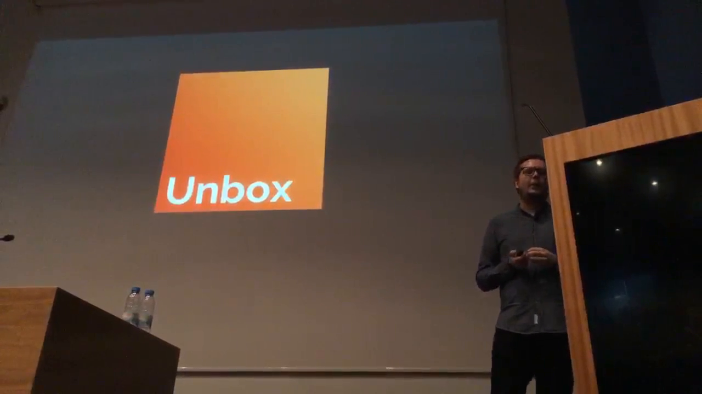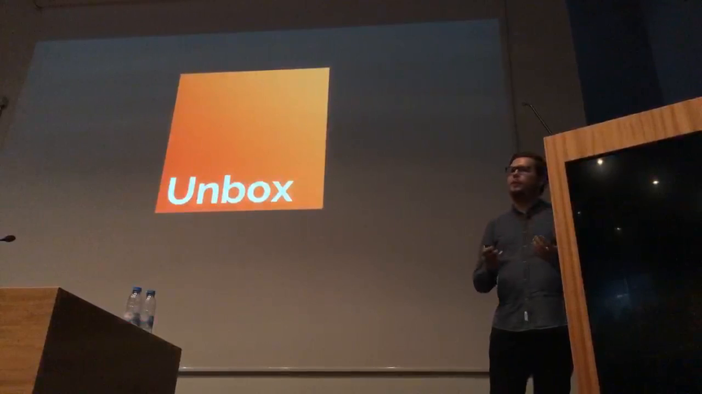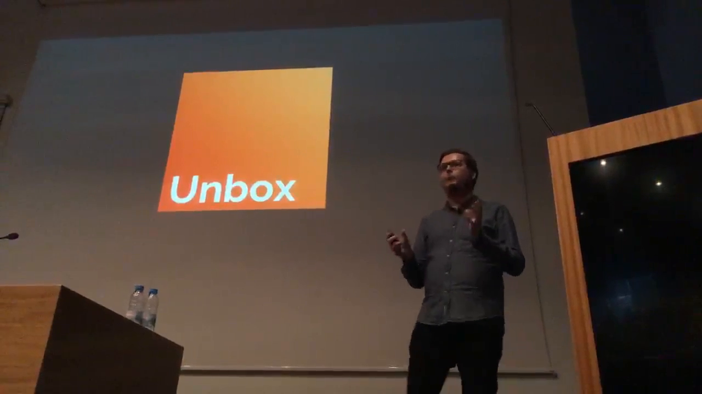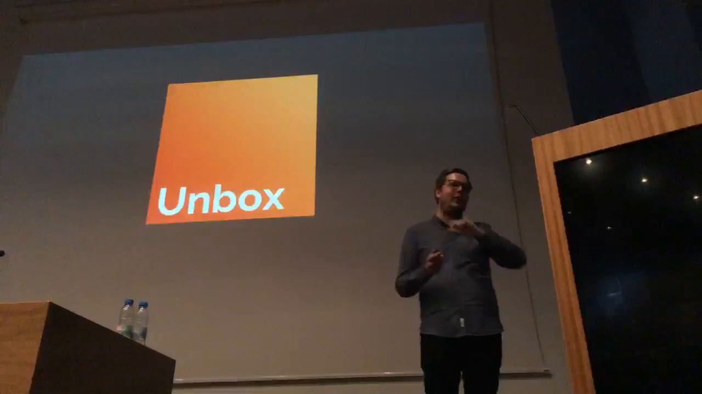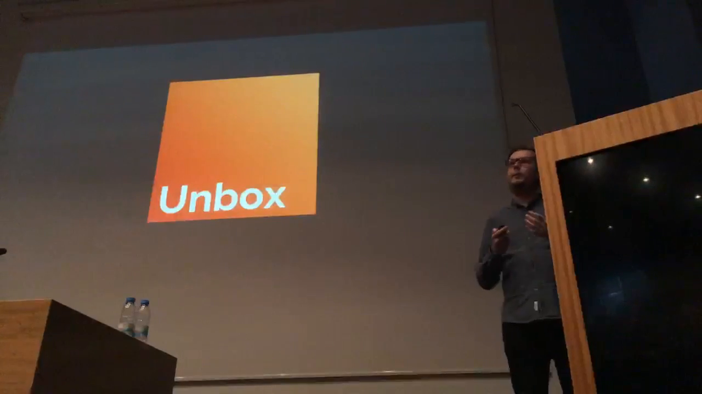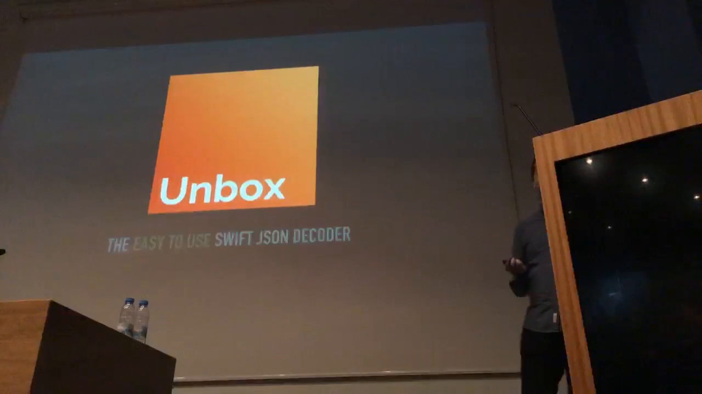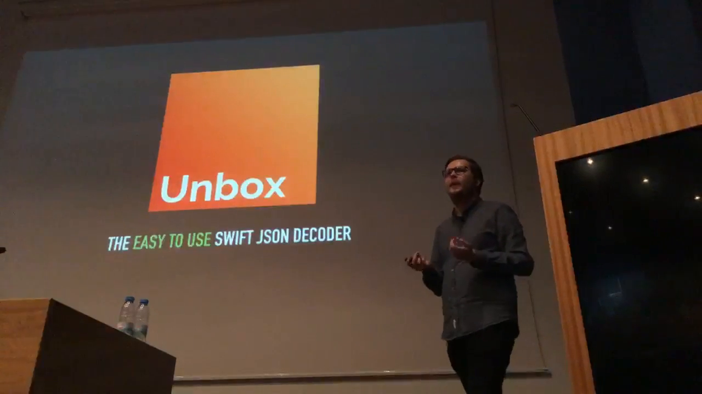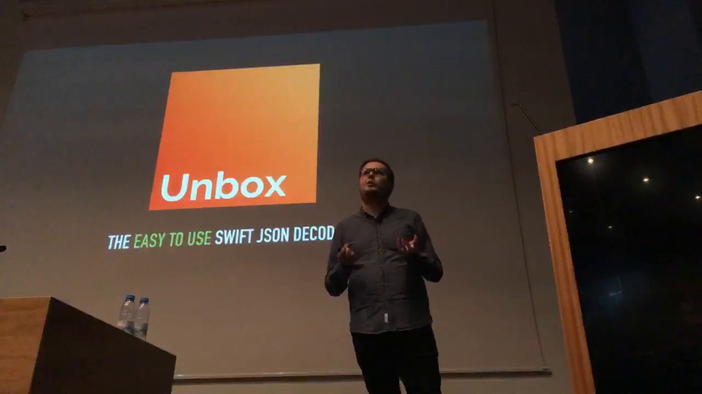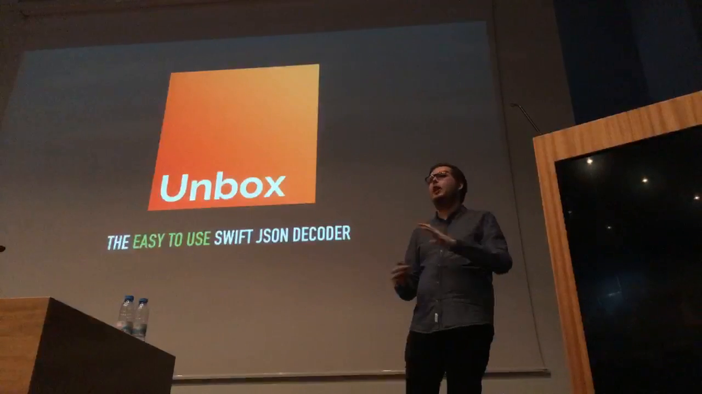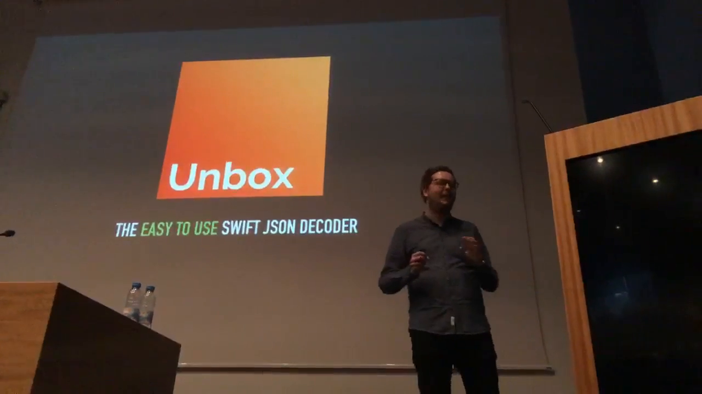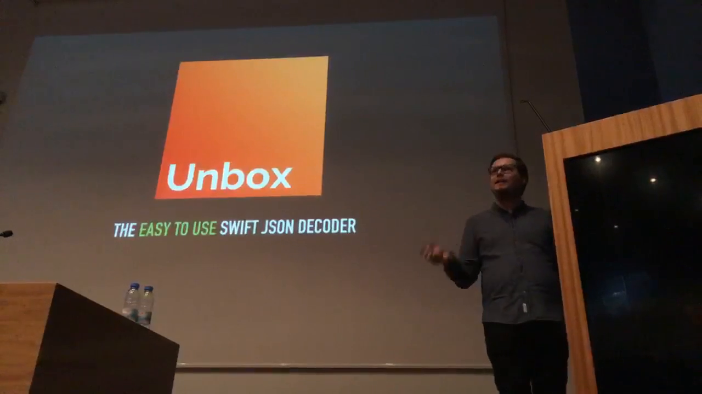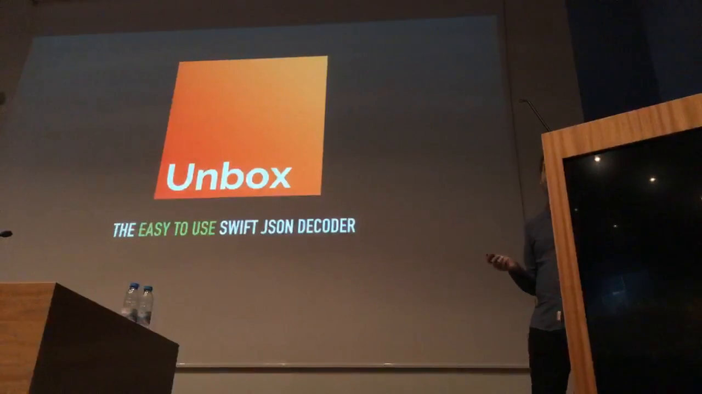And when I published Unbox, I wanted to have a little bit of a tag phrase. You know how on GitHub, I'm able to set a title at the top of the repo, and the title I chose was the easy to use Swift JSON encoder. Because I didn't want Unbox necessarily to have a lot of complexity and a lot of features and be super powerful enterprise software or something like that. I just wanted it to be as easy to use as possible.